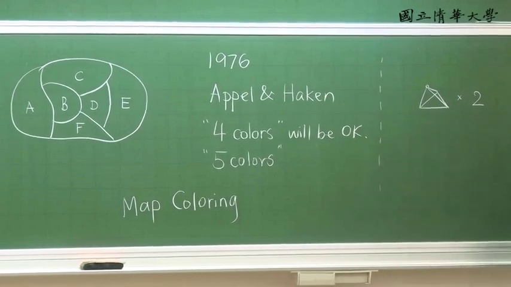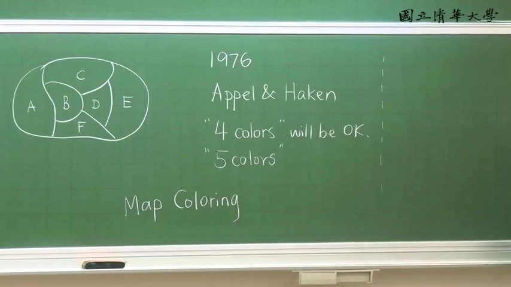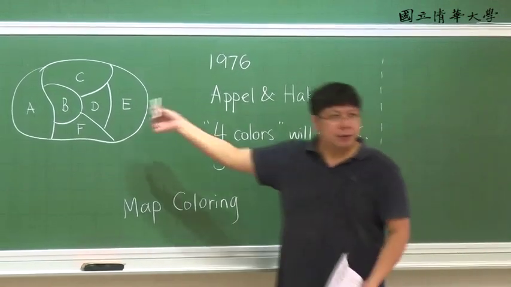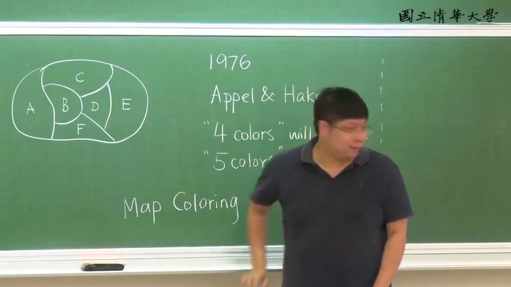To understand this, we need to understand an extra concept called the dual graph. First of all, a planar map is related to a planar graph. In what sense?